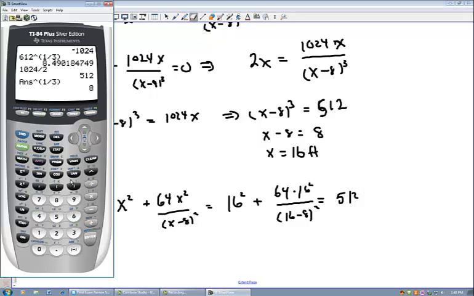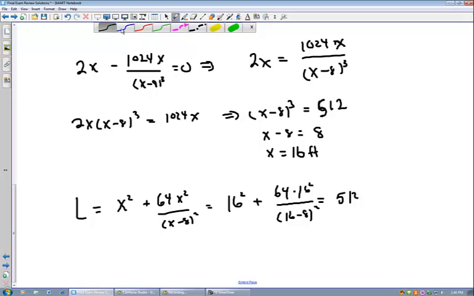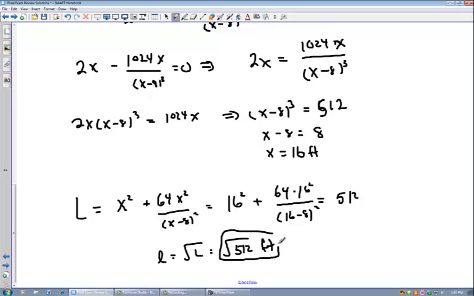Let's check it because I'm looking at the answer right here. So I have 16 raised to the 2 plus 64 times 16 raised to the 2, divided by, on the bottom, 8 squared. 16 minus 8 is 8, so I have 8 raised to the 2. And I get out 512. And so then little l, which is equal to the square root of capital L, would be the square root of 512. And this would be in feet, because length is certainly in feet. And that's my answer.